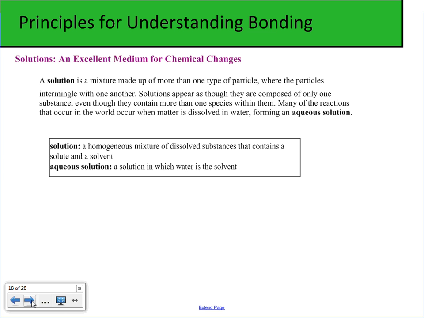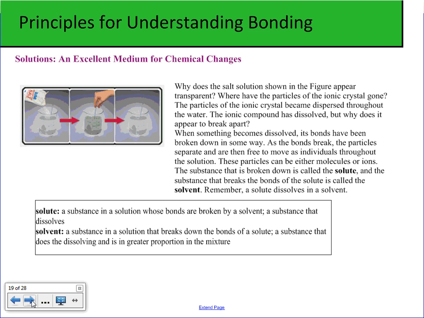Now keep in mind that homogeneous means that you cannot tell apart the different parts that are dissolved within that solution. So, why does the salt solution shown in this figure appear transparent? Where have the particles of the ionic crystal gone? The particles of the ionic crystal have dispersed throughout the water, and the ionic compound has dissolved. But why does it appear to break apart? When something becomes dissolved, its bonds have been broken down in some way, and as a bond breaks, the particles separate, and they are free to move as individuals throughout the solution. These particles can be either molecules or ions.